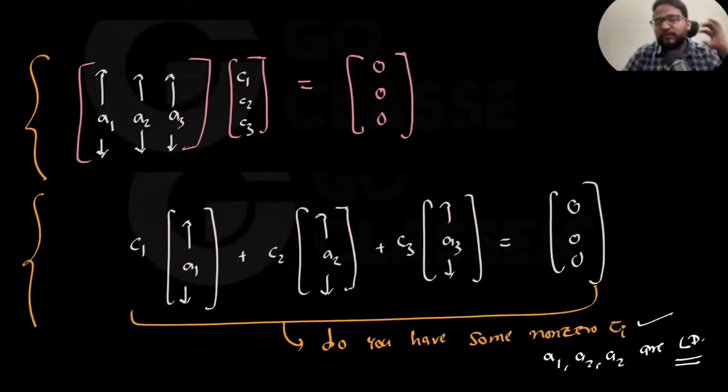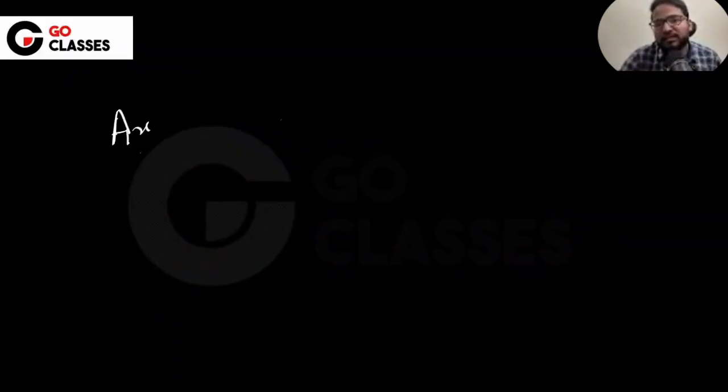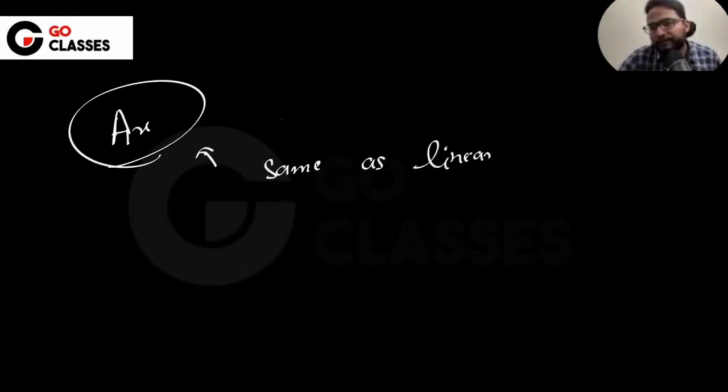You should be extremely comfortable in writing one from another. Either they give you the matrix notation and maybe you need to convert to this, or they give you this and you need to convert to this. There should not be any differentiation for you whether you write the matrix Ax equal to 0 or you write it as a linear combination of columns of A. That's where these dots are getting connected: Ax equal to 0 is nothing but a linear combination of columns of A. Ax is the same as a linear combination of columns of A.